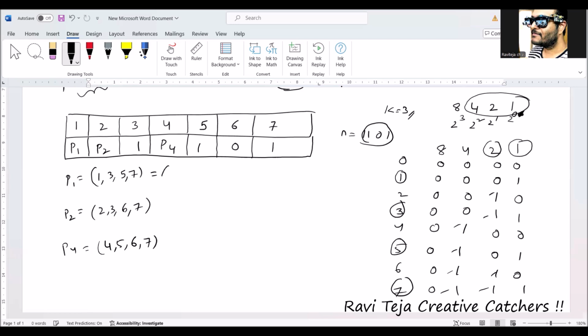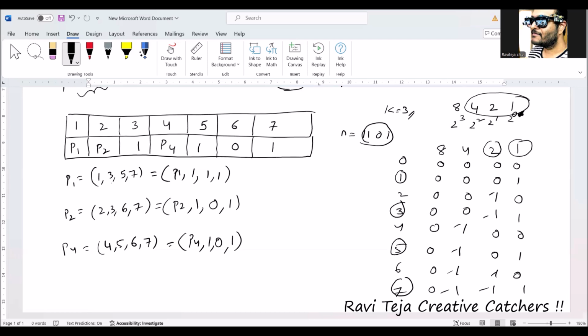Now, what is the first position? Refer the table, this one. Okay, so what is the first position we have? In first position, we have P1. In third position, we have 1. In fifth position, we have 1. In seventh position, we have 1. Okay, and for P2, in second position, we have P2. Third position, we have 1. Sixth position, we have 0. Seventh position, we have 1. For P4, fourth position, we have P4. Fifth position, we have 1. Sixth position, we have 0. Seventh position, we have 1.